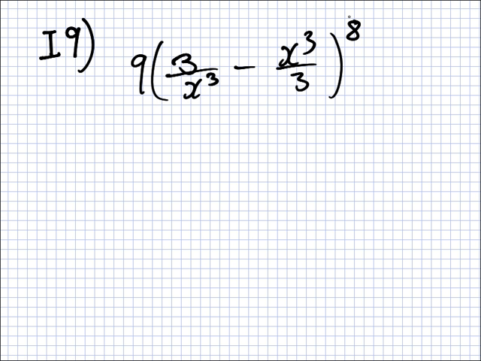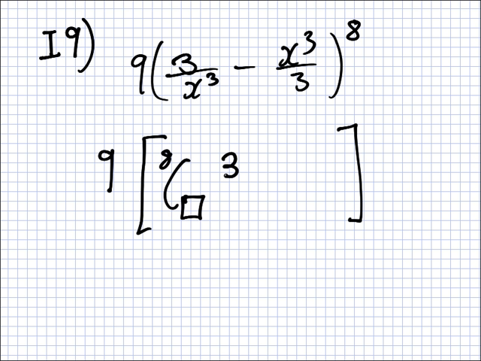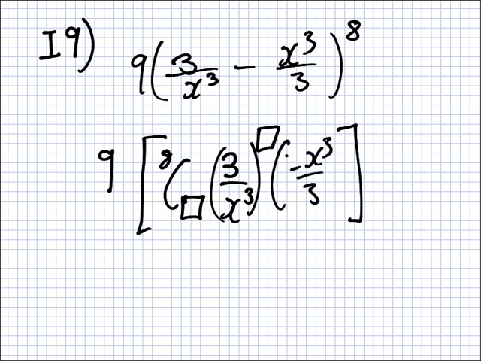So what you need to do here is, it's a binomial, right? So you will have 9C something, okay? We'll fill the numbers in a moment. 3 over x cubed with a power, and then minus x cubed over 3 with a power. Now we need to figure out what the power is. You want x6.